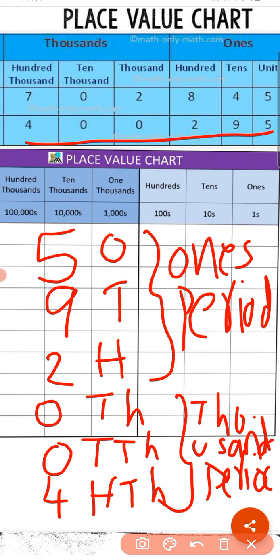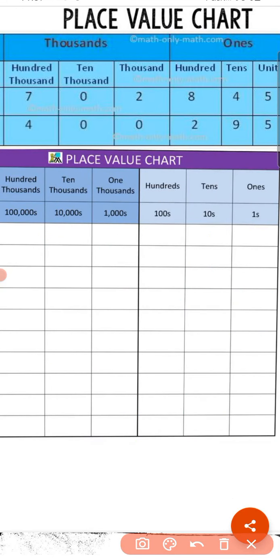So which are the places in the ones period? Ones, tens, hundreds. Which are the places in thousands period? Thousand, ten thousand, hundred thousand. Clear? Now, we have to write this number. Write and read. Okay. So, in the first number, 7 in 100,000, 0 in 10,000, 2 in 1,000, 800, 4 tens and 5 ones.